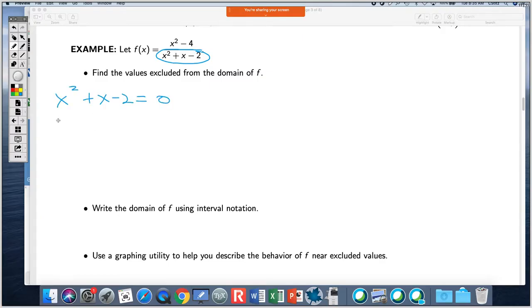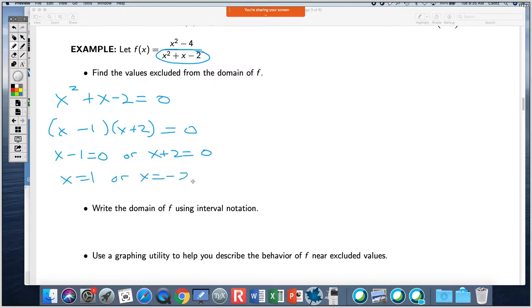It's a quadratic. We attempt to factor. If we didn't factor, we could always run it through the quadratic formula. And now we set each factor equal to 0. I get x equals 1 or x equals -2. And so either of these is going to cause an issue in the denominator. So those are my excluded values, 1 or -2. I'll put the -2 first since that's the smaller of the two.